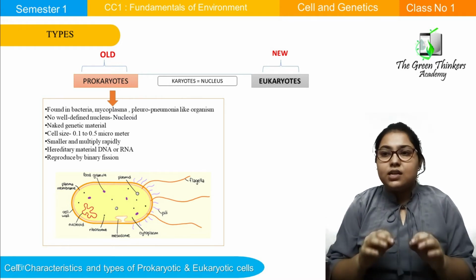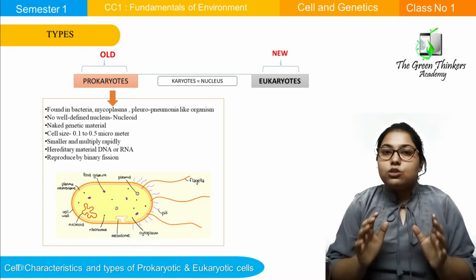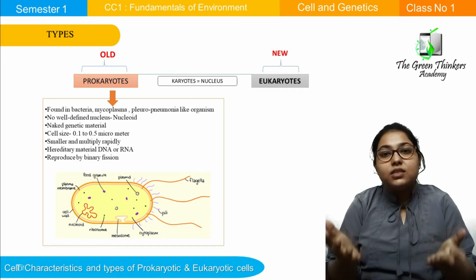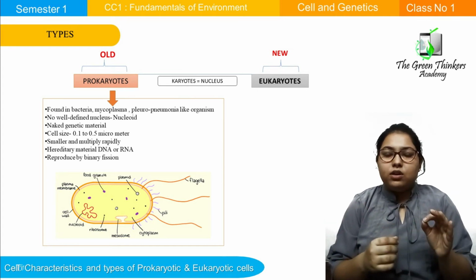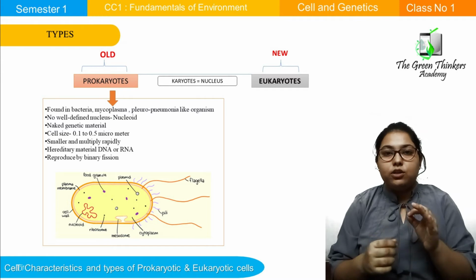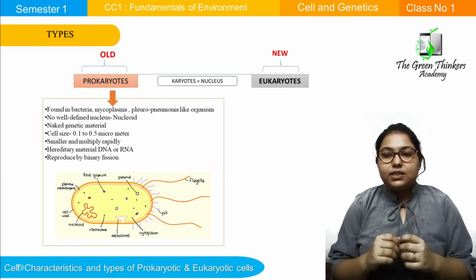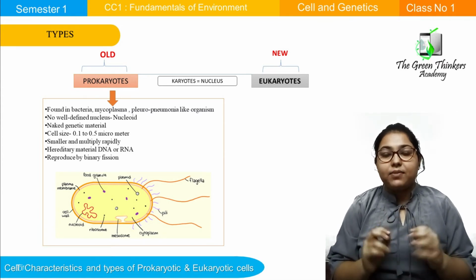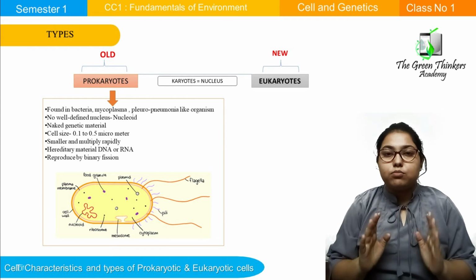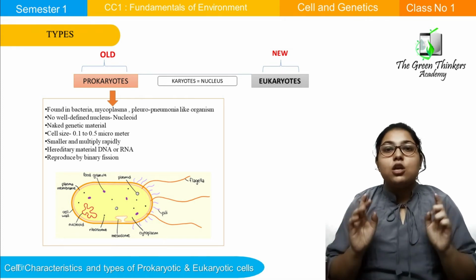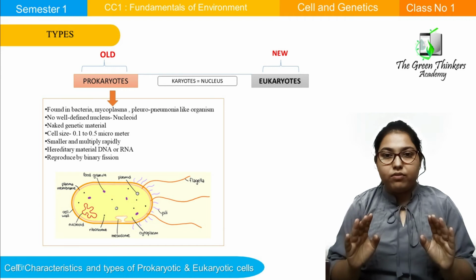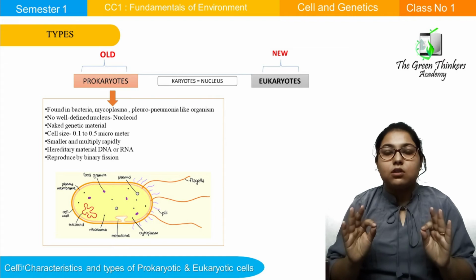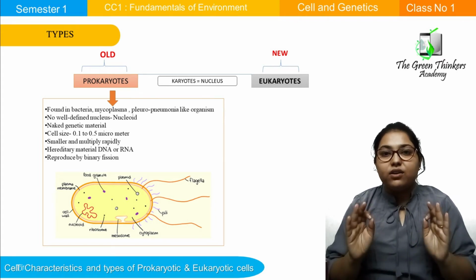Next, it has a naked genetic material, so it is not enclosed in something. It is open in the cytoplasm. It is smaller in size compared to the eukaryotes and multiplies rapidly. Their hereditary material is DNA or RNA, and they reproduce by the process of binary fission. Therefore, they have no sexual way of reproduction. They are fully asexually reproducing organisms, reproducing by binary fission.